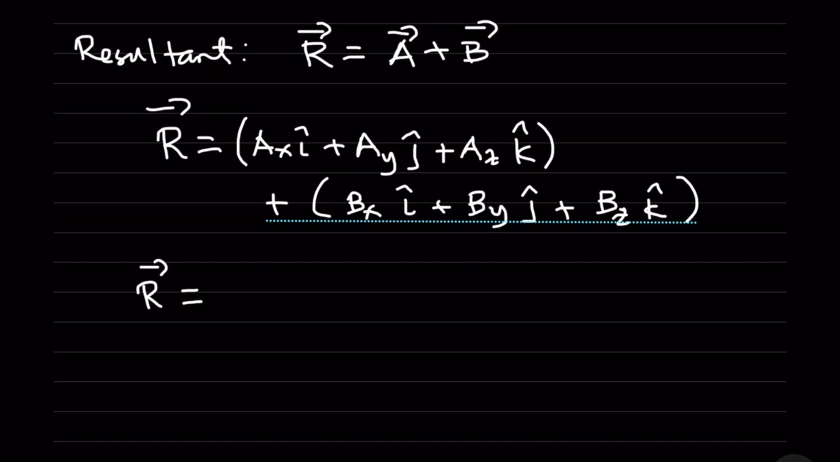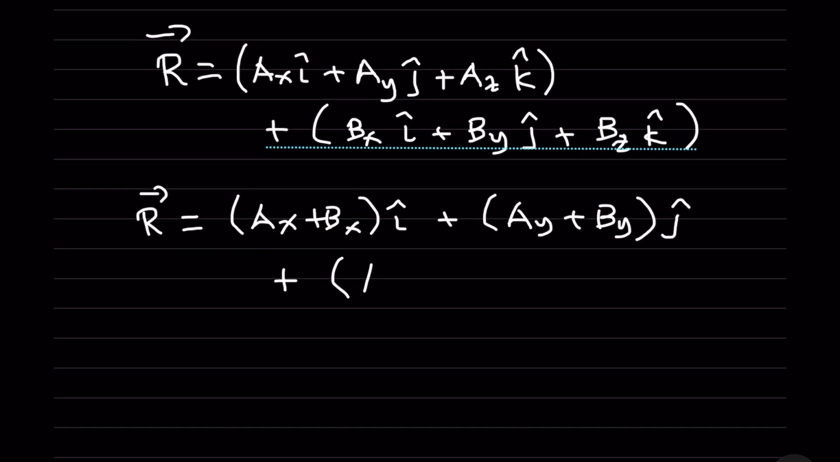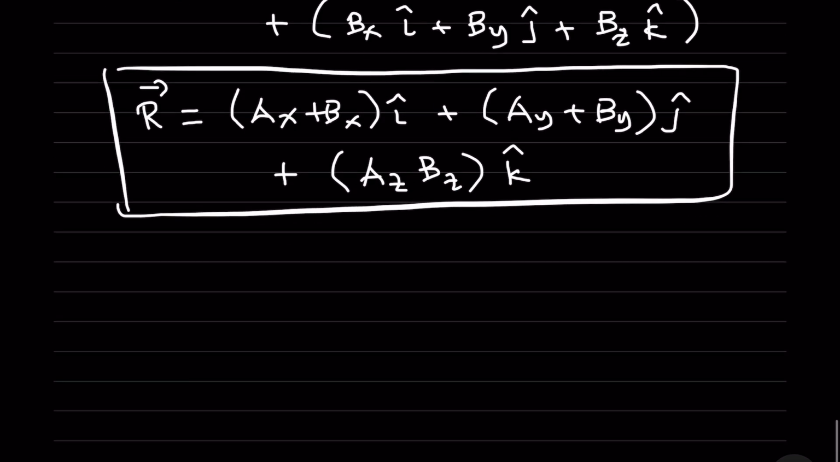So what we do is we simply add the components that have the same direction. In the direction of i hat, we add the x components, Ax and Bx. For j hat, we add the y components, Ay and By, and that's the same for the z component as well.